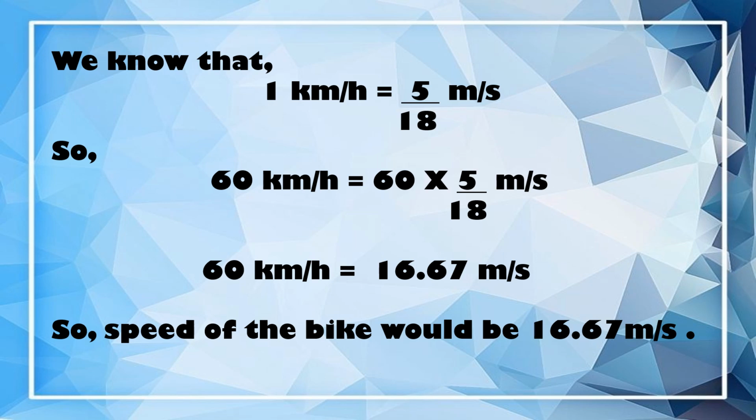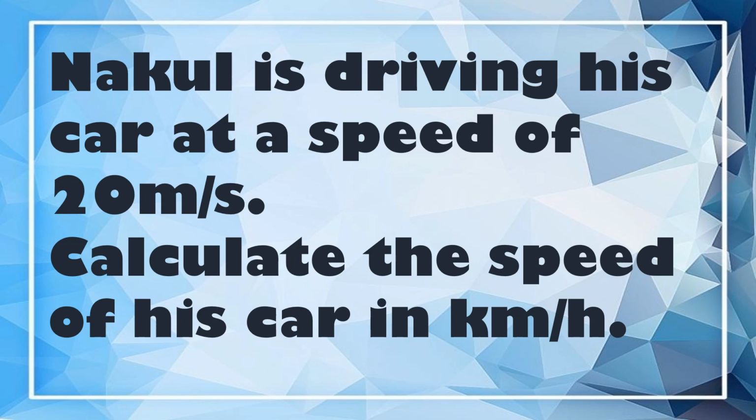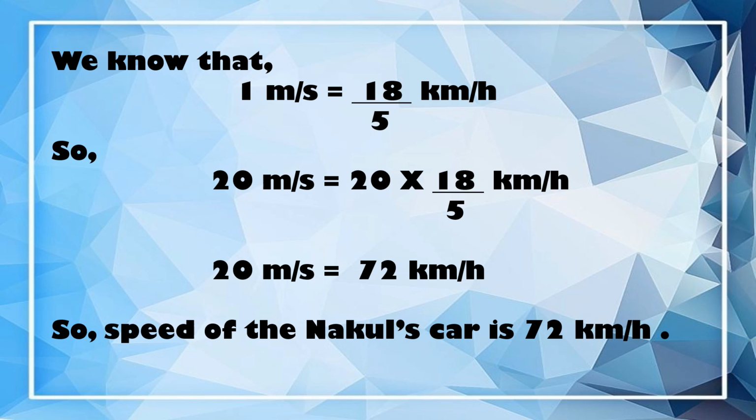Now let us solve another question. Nakul is driving his car at a speed of 20 meter per second. Calculate the speed of his car in kilometer per hour. We know that 1 meter per second equals 18 by 5 kilometer per hour. So, 20 meter per second will be equal to 20 multiplied by 18 by 5 kilometer per hour. On solving this further, you'll come to know that 20 meter per second is equal to 72 kilometer per hour. So, the speed of Nakul's car is 72 kilometer per hour.